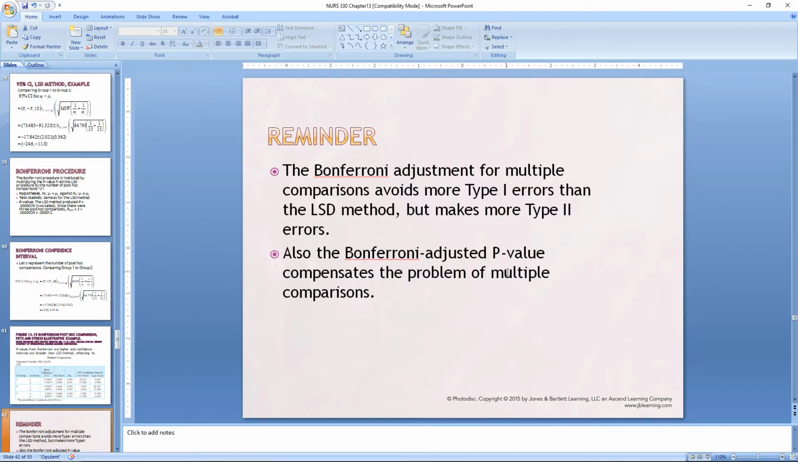Just as a reminder, the Bonferroni adjustments for multiple comparisons avoids more type 1 errors than the LSD method, but makes more type 2 errors. Also, the Bonferroni adjusted p-value compensates for the problem of multiple comparisons.